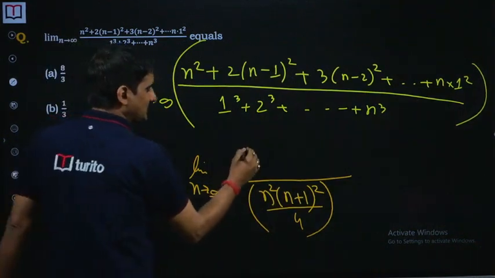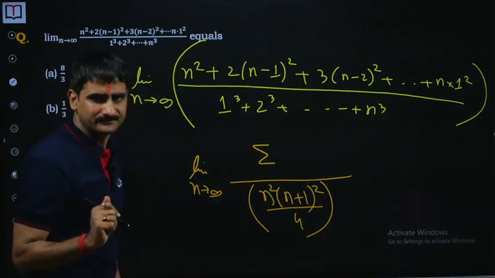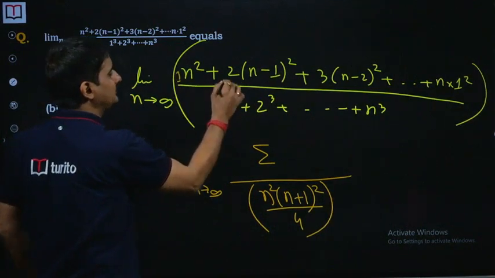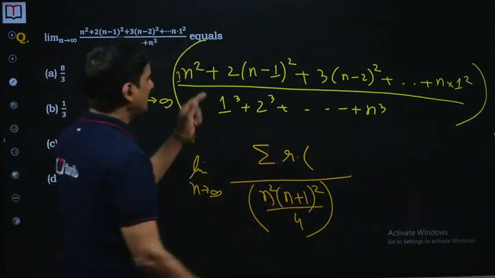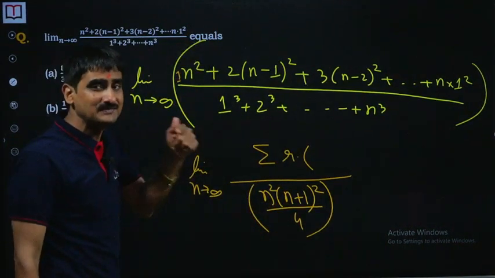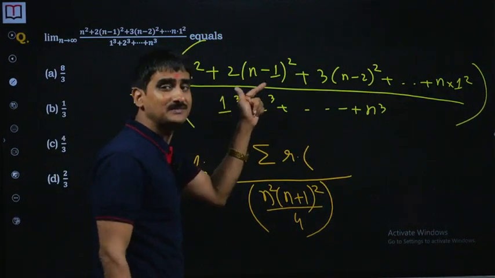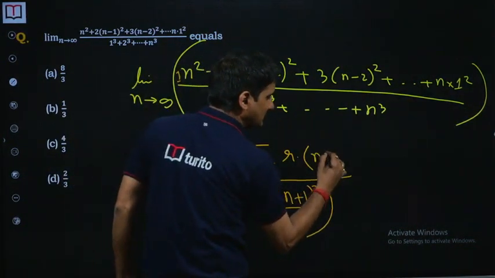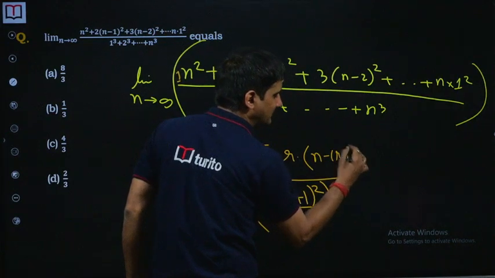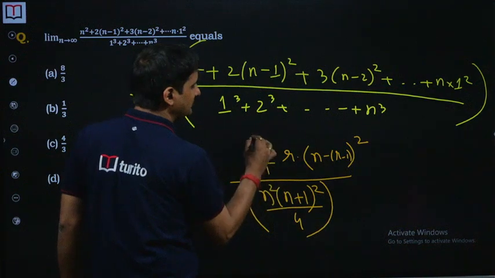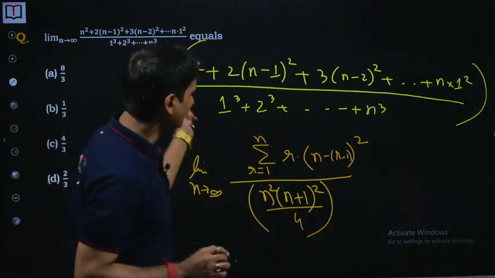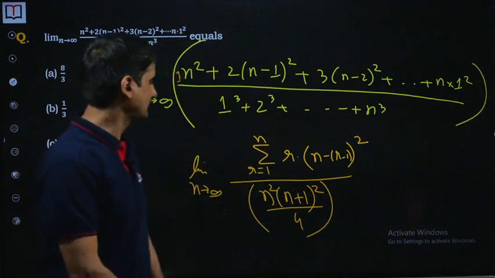See, for the numerator I will suggest you write the general term. Okay, so it's 1 into 2, 1, 2, 3, 4. So r times. Now it's n square. N square means n minus 0 square. This is the second term, n minus 1 square. So the other term will be n minus r minus 1, isn't that so? And it's square. So r goes from 1 to n here. Okay, so r goes from 1 to n, of course. So that's what you will get here.